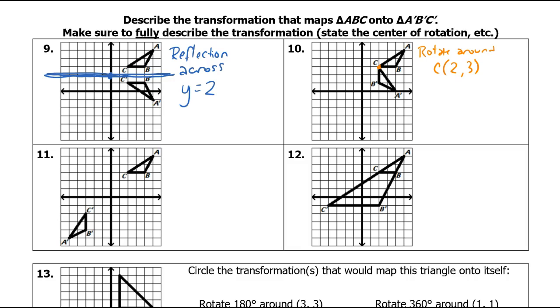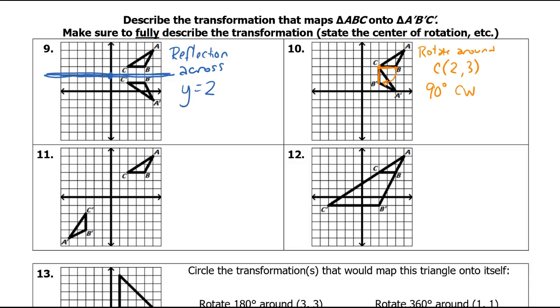So now we just need to know how much we rotated and in which direction. I notice that CB is horizontal, but to get to B prime it was vertical. So instead of a 180-degree rotation, this must be a 90-degree rotation. I also notice that B is up here, B prime is down there. So we must have rotated clockwise to get from B to B prime.